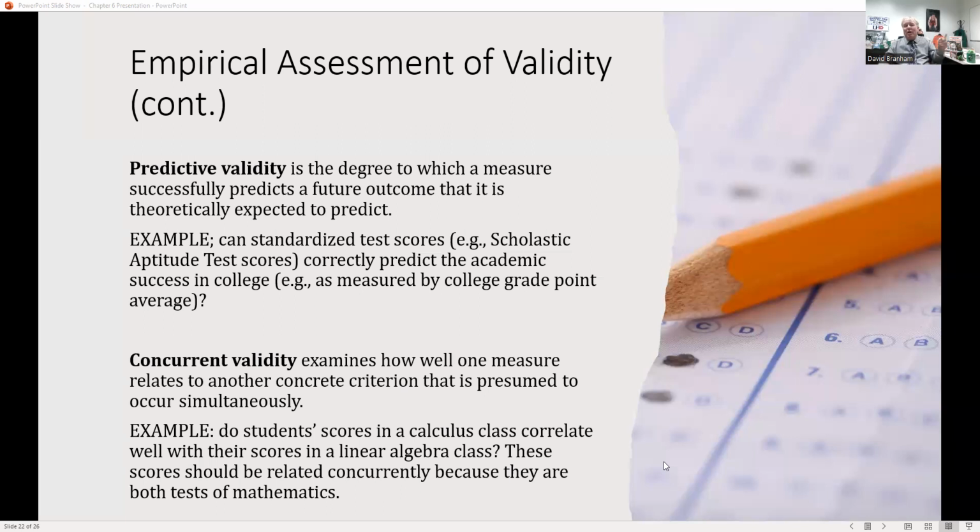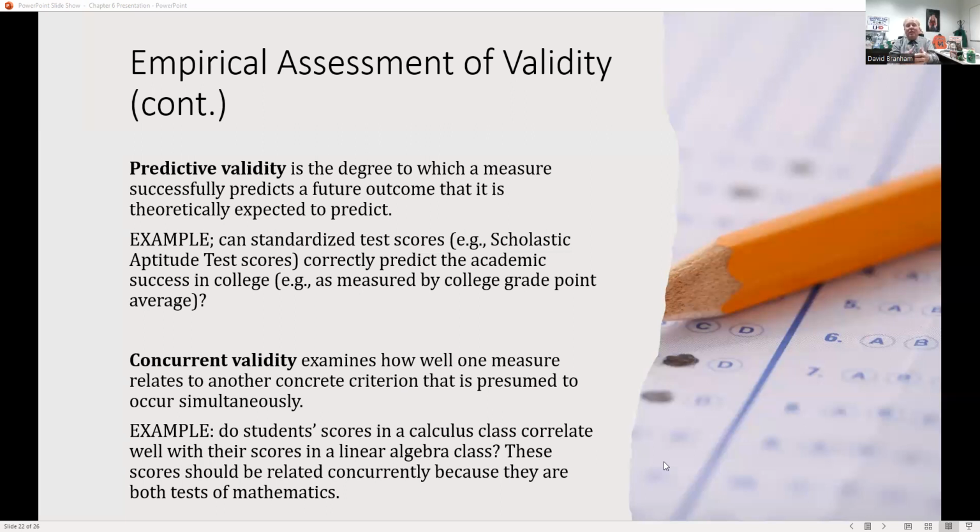Concurrent validity examines how well one measure relates to another concrete criterion that it is presumed to occur simultaneously. For example, do students' scores in a calculus class correlate well with the students' scores in a linear algebra class? The thought is that success in these takes the same skill. So if you have good scores in a calculus class, it's assumed that those algebra scores will be good as well. In most cases, this is true in real life. People who do well in calculus have usually done well in algebra before. These scores should be related concurrently.